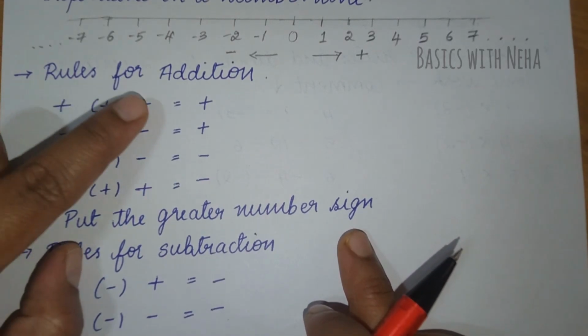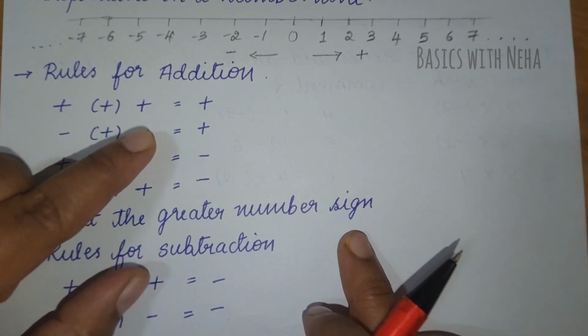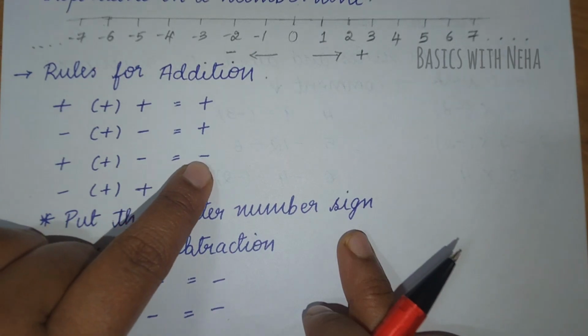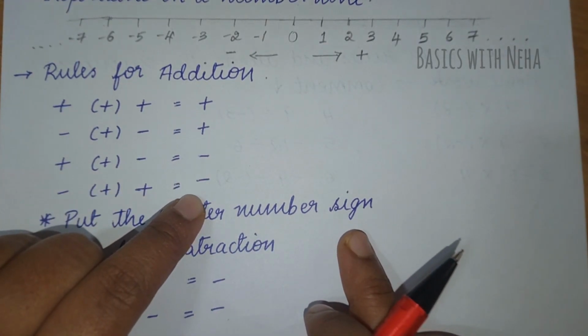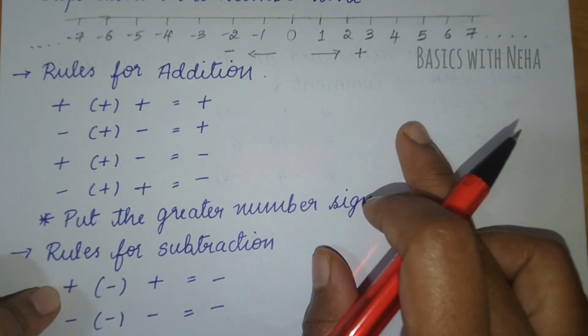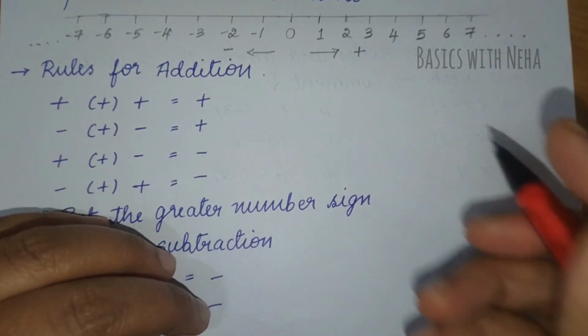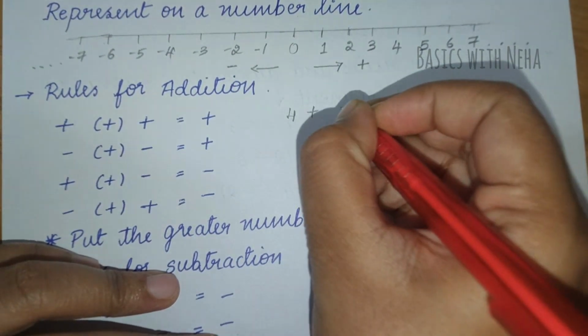If you have plus and plus numbers, you're going to add. If you have minus and minus numbers, you're still going to add. If you have a plus and a minus number, you're going to subtract. If you have a minus and a plus number, you're going to subtract. But you take the sign of the greater number. Now let's do a few examples to understand how exactly these rules work. For example, if I have 4 plus 2.